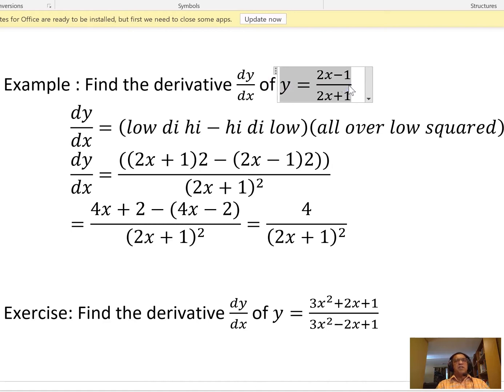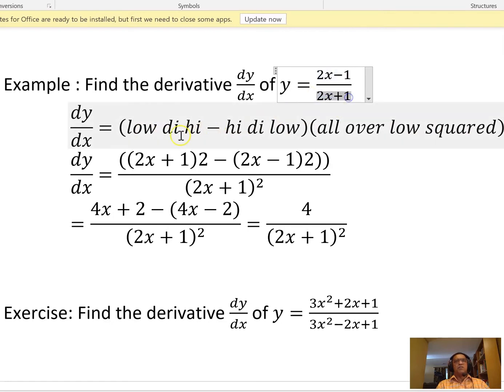There is a mnemonic for this. You can see a top and a bottom, or a high and a low. There's a mnemonic which is very popular in the United States for this. Let me just share that with you. It goes like low d high minus high d low all over low squared. So what it does is this. Low is what? Low, right?